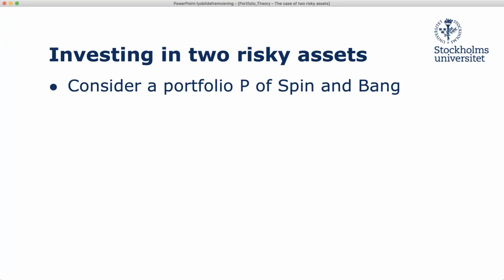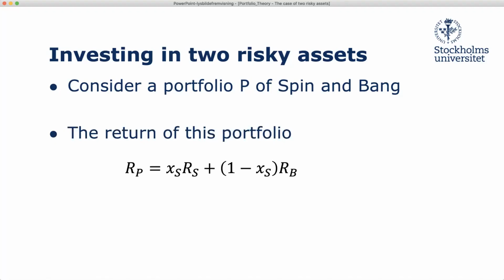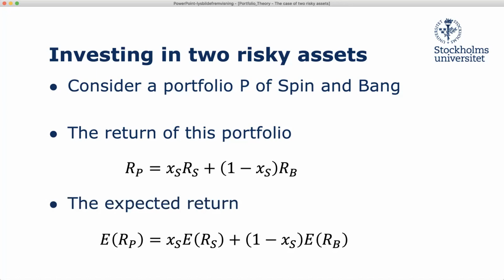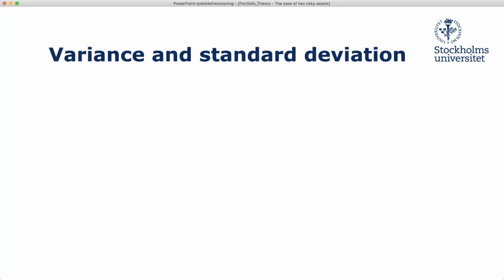The return of any of these portfolios is equal to the weighted sum of the returns of these elements, where the weights are the portfolio weights. These weights have to add up to 1, and thus we can write the weight on Bang as 1 minus the weight on Spin. Also, the expected return of any portfolio P is the weighted sum of the expected returns of the elements of the portfolio, where again, the weights of this weighted sum are the portfolio weights.